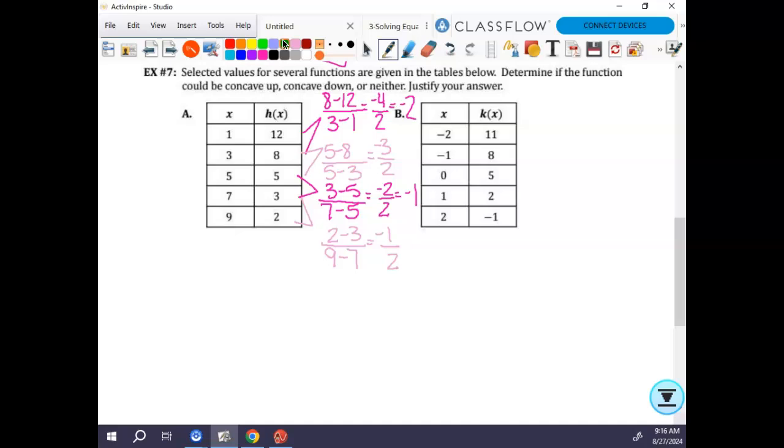Okay, so we want to know if the function is concave up, concave down, or neither. So here are my rates of change. If I have to relate my rates of change to my function, what should I write down? What's going to help me? My fun chart, maybe?